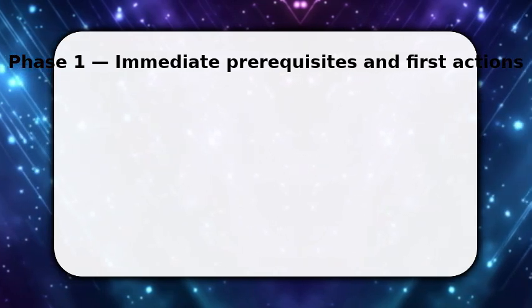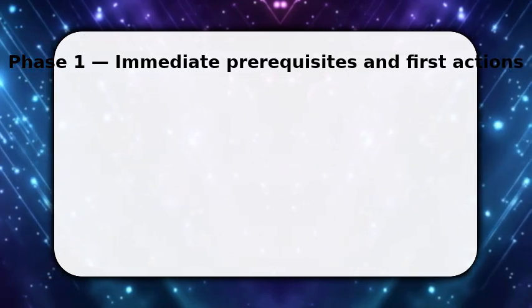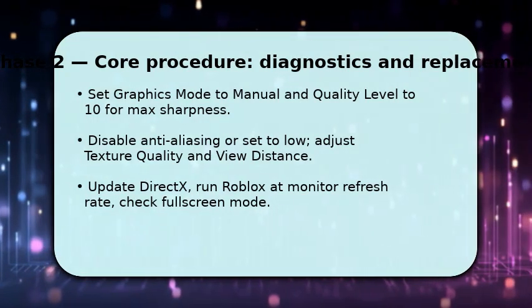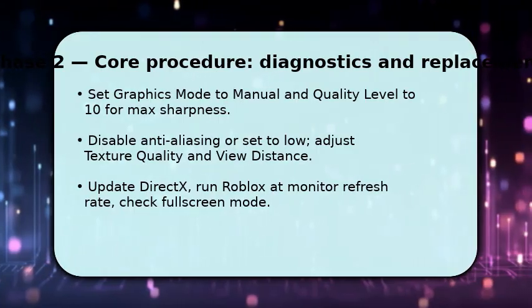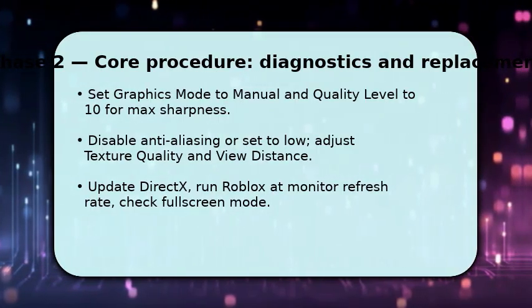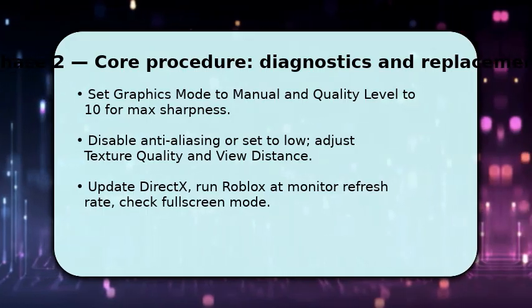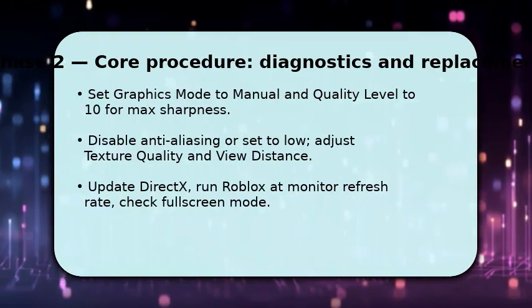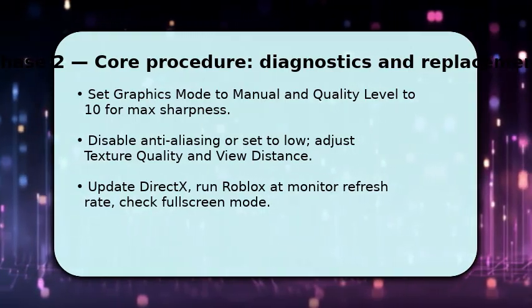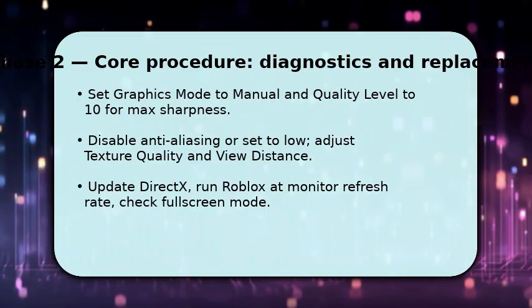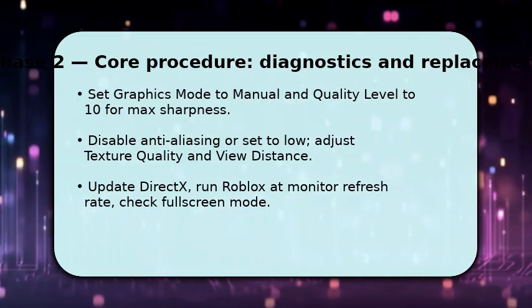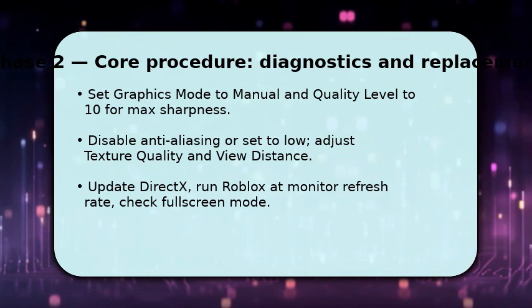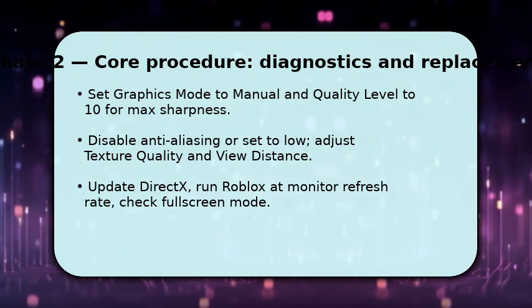You now focus on the in-game and system tweaks that actually change pixels. In Roblox, choose manual graphics and crank quality to 10, disable or lower anti-aliasing because it can soften edges. Adjust texture quality and view distance for clarity, and run the game in full screen at your monitor's refresh rate to avoid scaling blur. Make sure DirectX is updated, and if you use GPU control panel settings, set application-controlled scaling. These steps refine rendering and eliminate softening caused by software scaling.